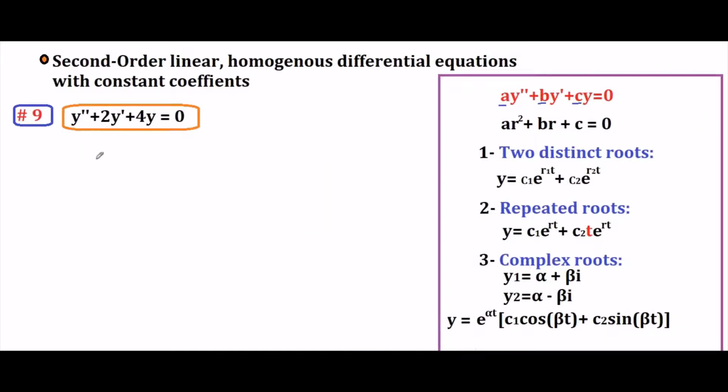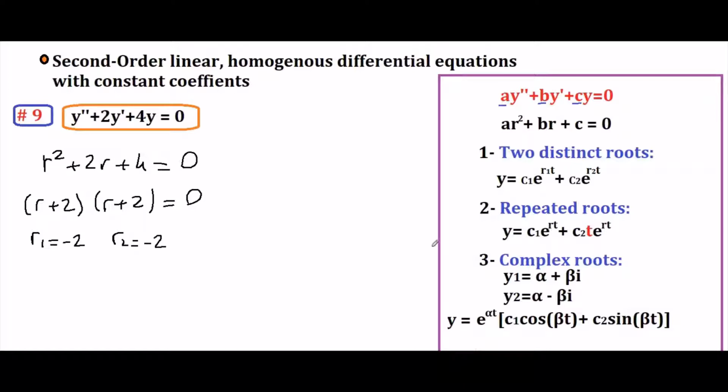Number 9 is y double prime plus 2y prime plus 4y equals 0. Our characteristic equation is r squared plus 2r plus 4 equals 0. This is a perfect square trinomial, so it is (r plus 2) times (r plus 2). Then our r1 and r2 are equal to negative 2. This is repeated roots. So our general solution is c1 e to the negative 2t plus c2 t e to the negative 2t. So don't forget the t here.